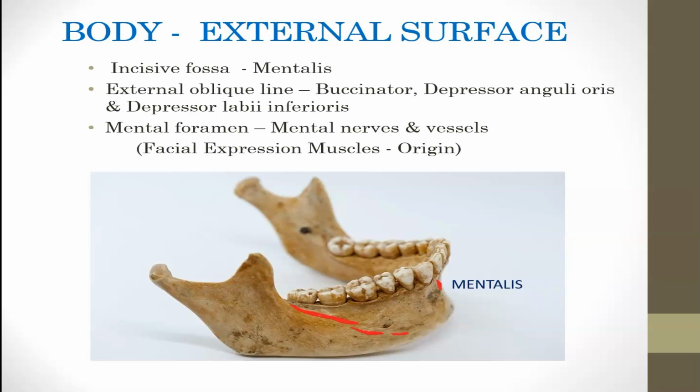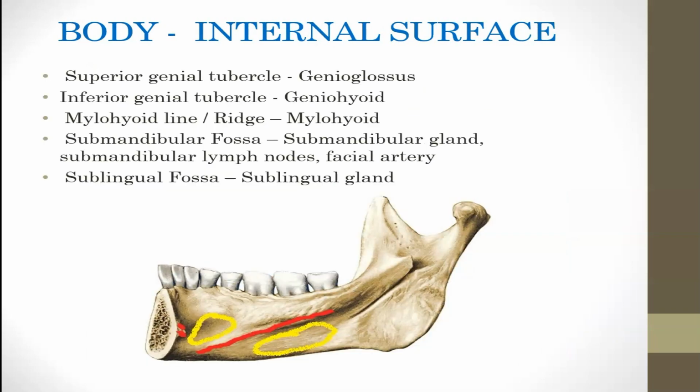In the upper part of external oblique line, the lower fibers of buccinator will be originated near the mandibular third molar. Just below this, we can see the origin of depressor anguli oris, and below this, we can see the origin of depressor labii inferioris. Through the mental foramen, mental nerves and vessels pass through it.